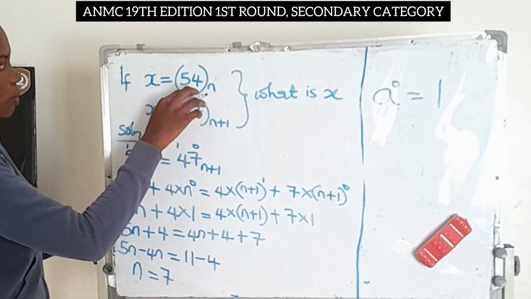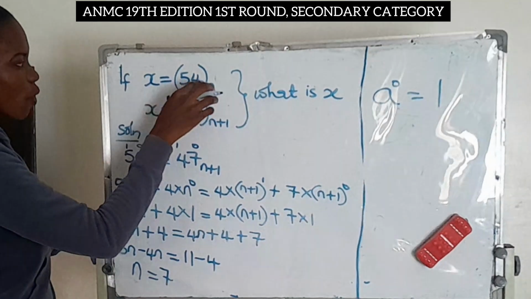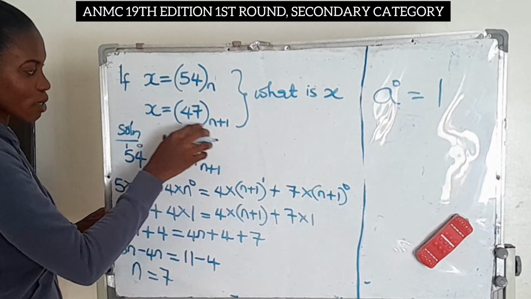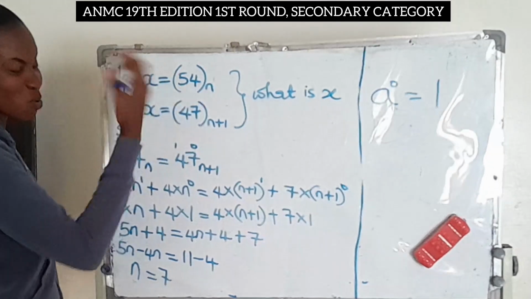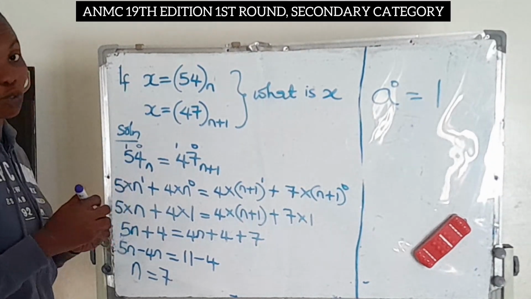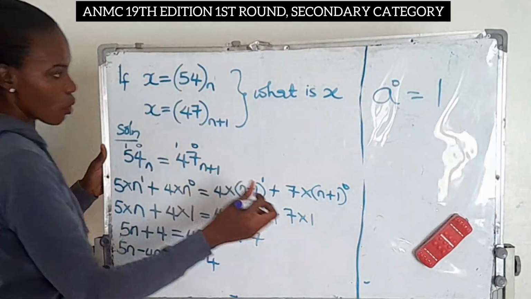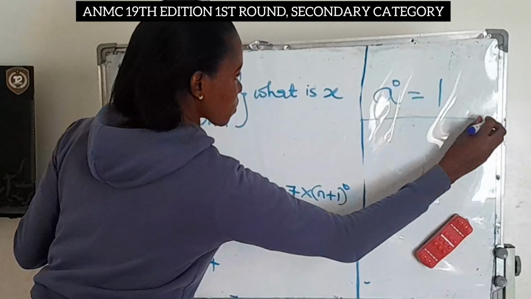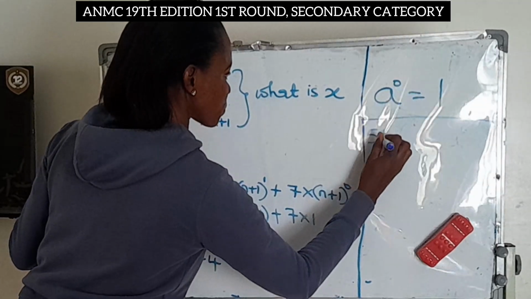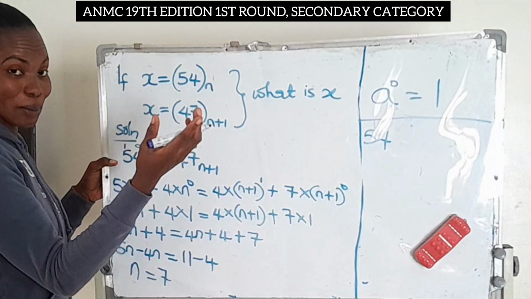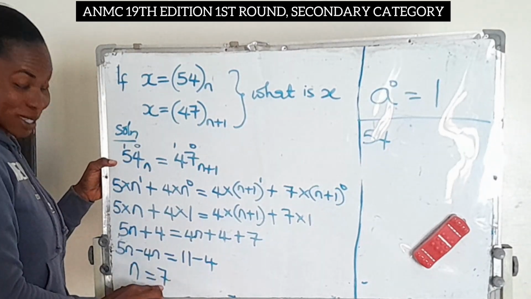So we have established that our n is equal to 7. Meaning this is 54 in base 7, and 47 in base 7 plus 1 is 8, so 47 in base 8. So you choose any one you want and change it into base 10. That is what your answer is. So let me pick this 54 in base 7. Let me continue it here. n is no longer a hidden something, it's no longer a variable, it is now a constant 7.